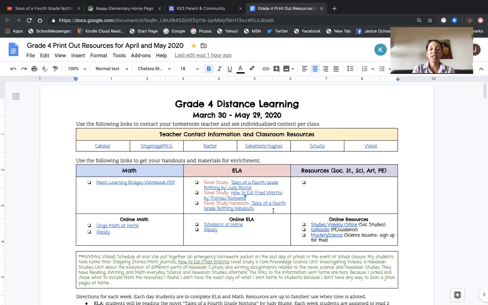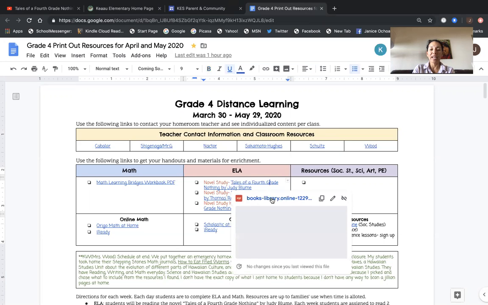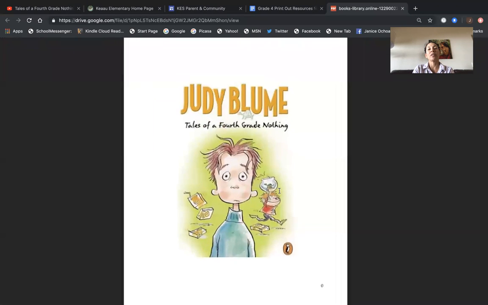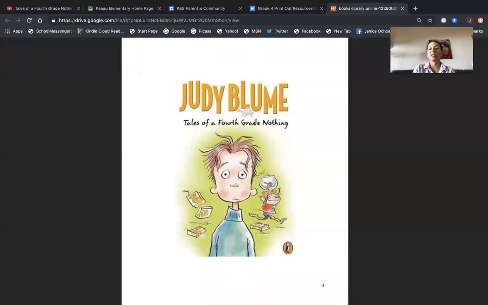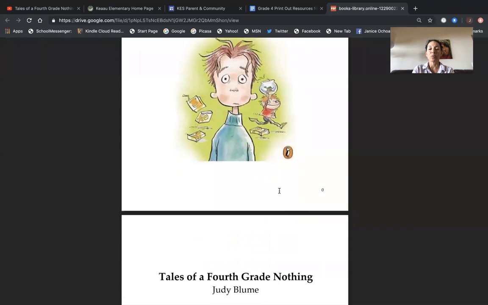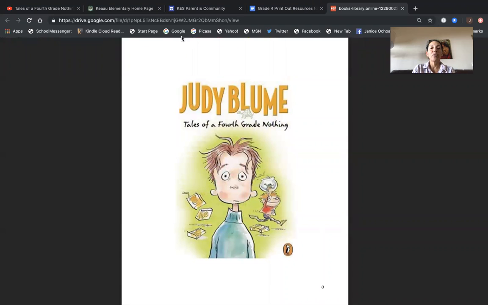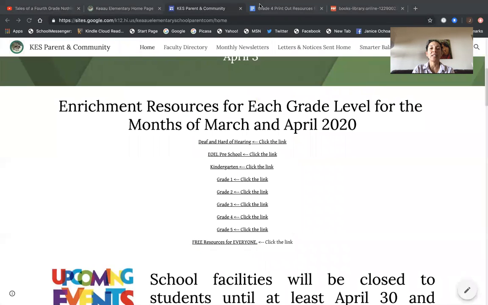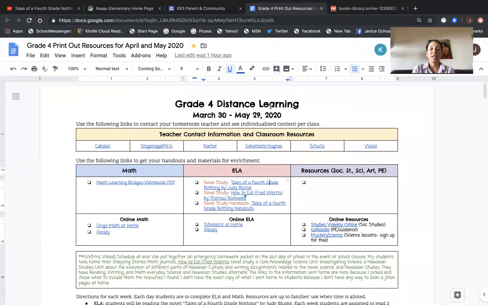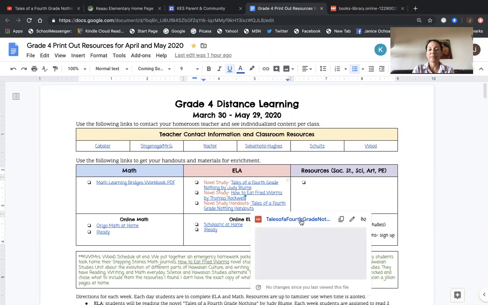All right, so look at the novel study. You're going to need to take out your handout, and this is one of the books we're going to be reading. We're going to be reading chapters 1 and 2 from this book today. It's called Tales of a Fourth Grade Nothing by Judy Blume, one of my favorite books. I read this when I was in 4th grade. The other resource we are going to be using is the handout here.